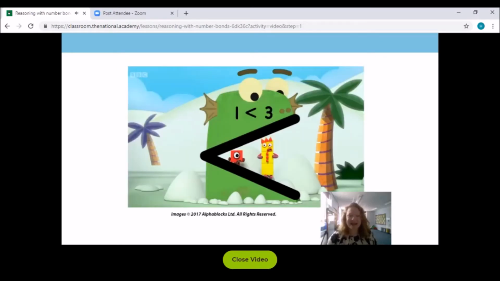Here's Blockzilla again to help us. And we can see now that he's facing the other way. So our symbol now has turned around and it is facing this way. Can you see that number 1 is in there and number 3 is at the wider end? This is because when the symbol is facing that way, it means less than, because 1 is less than 3. The little end is pointing at the 1, the lower number comes first. 1 is less than 3.